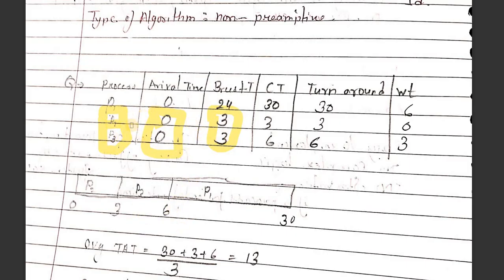After these two processes, process P1 comes into the CPU, and it will take 24 units of burst time. After 30 unit times, all processes have been completed. Here are the completion times of processes 1, 2, 3 as we saw in the Gantt chart. Turnaround time is the total time taken by the process from its arrival to completion, and then their waiting time.